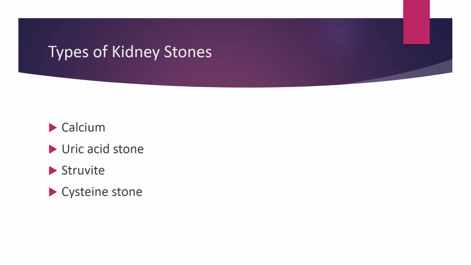Cystine stone. This is the least common type of stone. They occur in both men and women who have the genetic disorder cystinuria. With this type of stone, cystine, an acid that occurs naturally in the body, leaks from the kidneys into the urine.